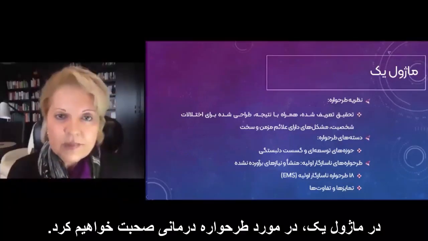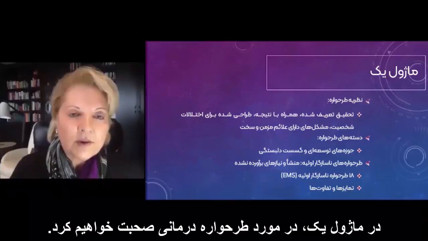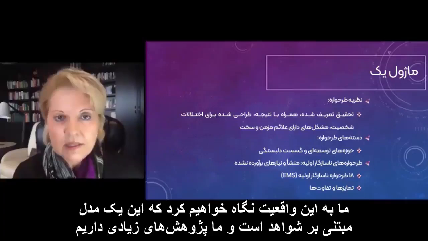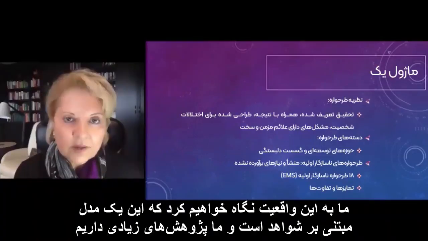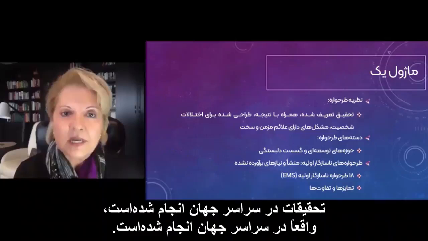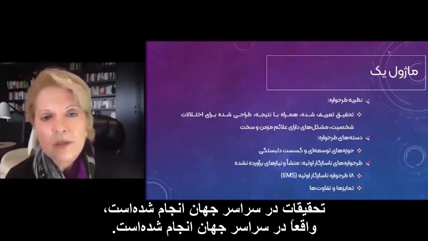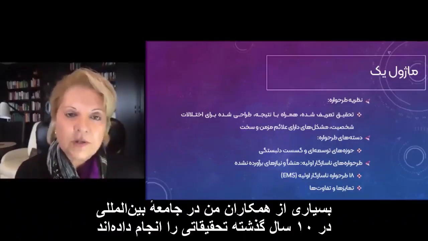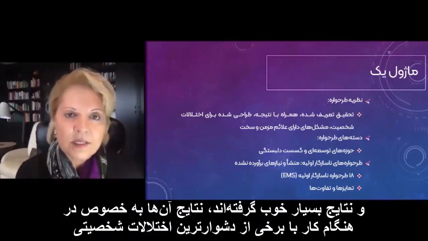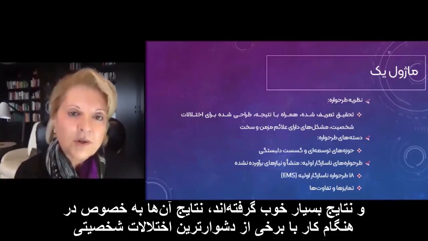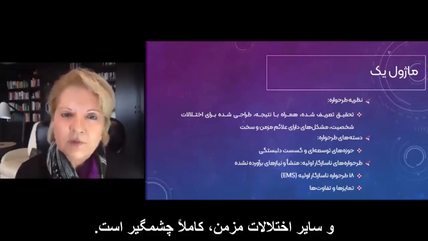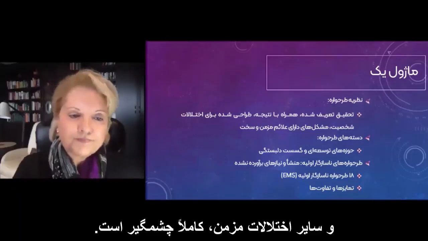In Module 1, we will be talking about schema theory. So we'll be looking at the fact that this is an evidence-based model, and we do have several outcome studies. Research has been conducted throughout the globe, really all around the world. Many of my colleagues in the International Society have been doing research for the past 10 plus years. And our results are quite good, quite impressive when working with, again, some of the most difficult personality disorders and other types of chronic symptomologic disorders.